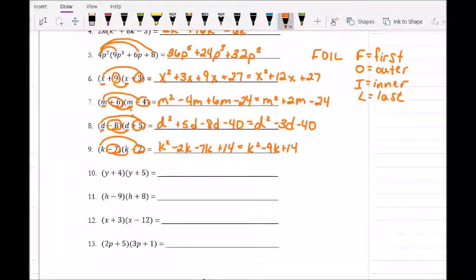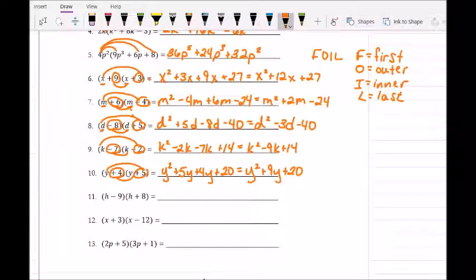Number 10, y times y is y squared. Outer, y times 5. Inner, 4 times y. And last, positive 4 times positive 5. And combine those two middle terms: y squared plus 9y plus 20.